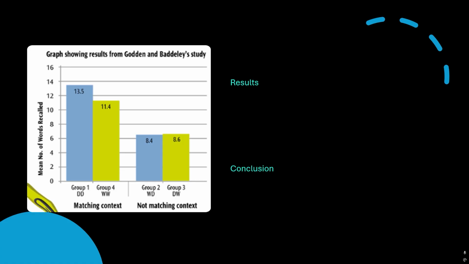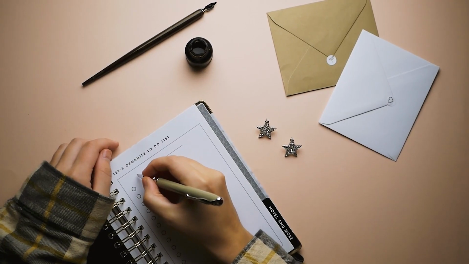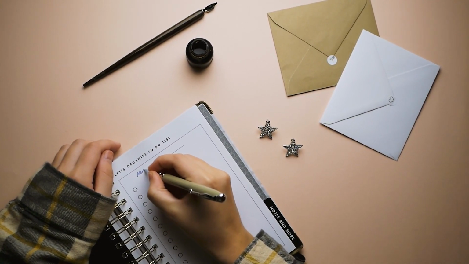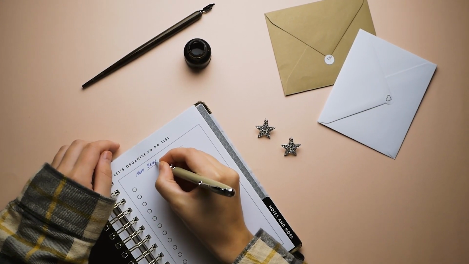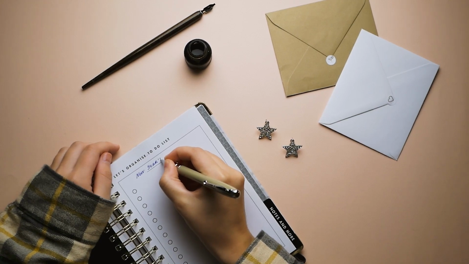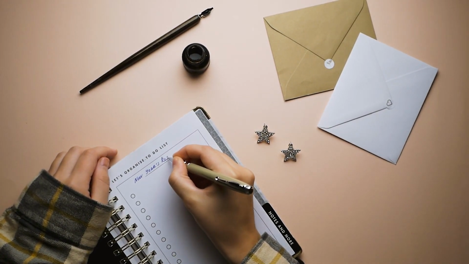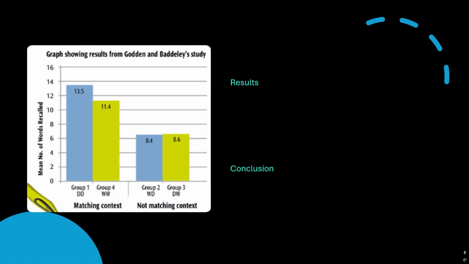Recall was significantly better when the learning and recall environment matched. So when they learned the information on land and had to recall it on land, or when they learned the information underwater and had to recall it underwater. When the environment differed, so when they learned it on land and had to recall it in water, or when they learned it in water and had to recall it on land, recall dropped by around 40%. So that's quite significant.